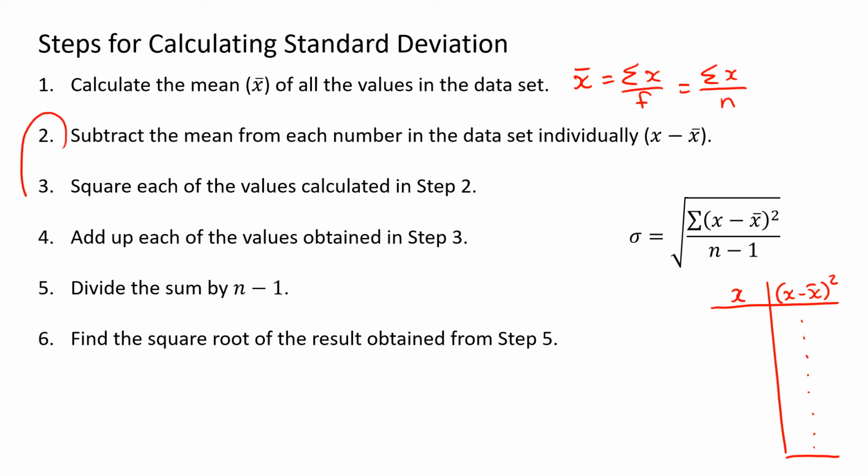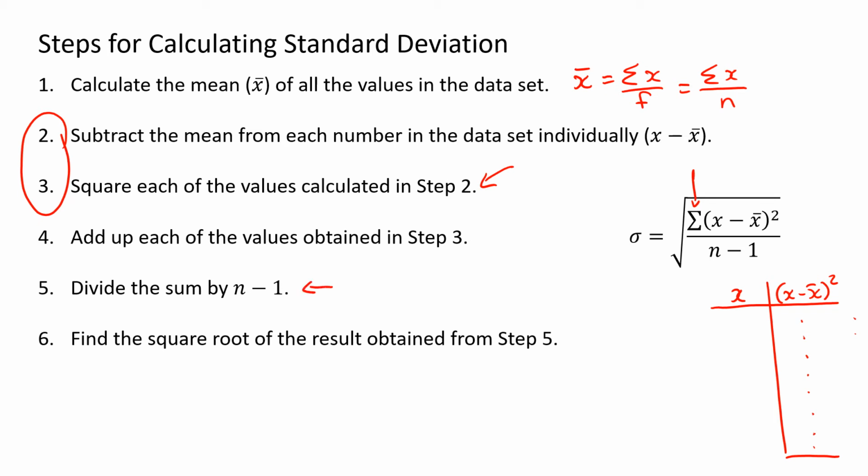So that's steps 2 and 3, because you subtract the mean and then you square it. Remember, taking advantage of this formula. Step 4 is to add up all those values. That's where this sum symbol comes in. So you're going to add up each of these (x minus x bar) squared terms together.